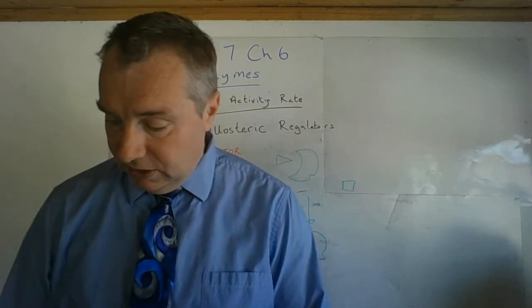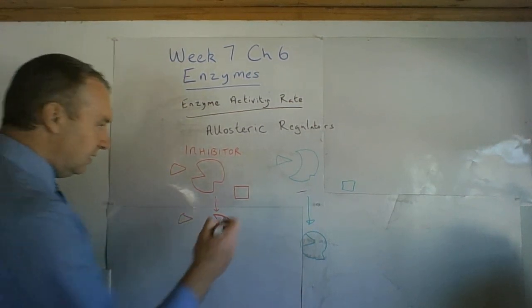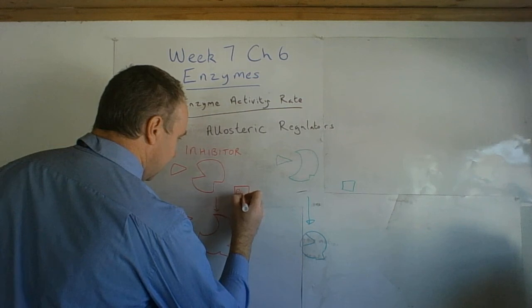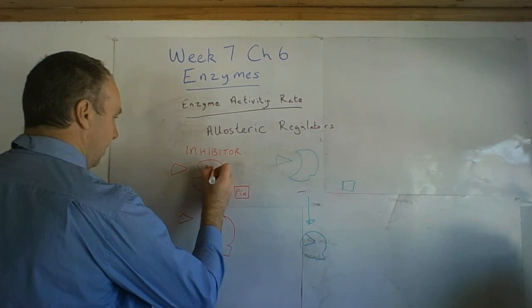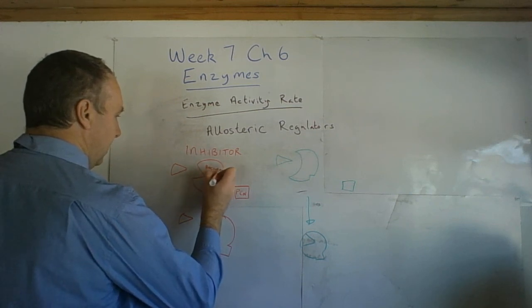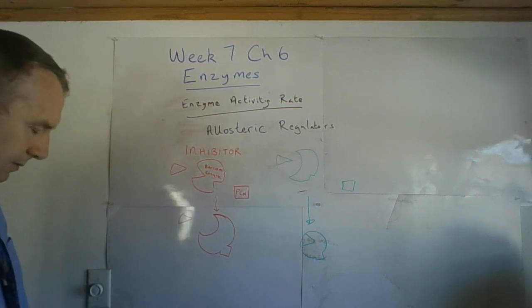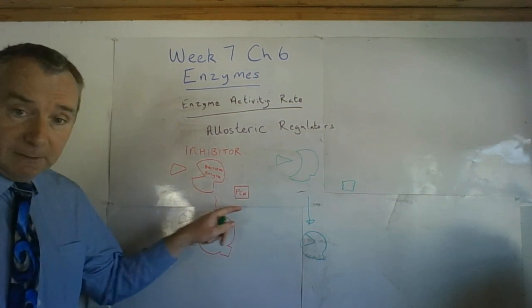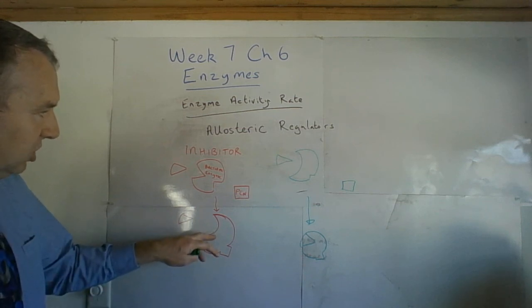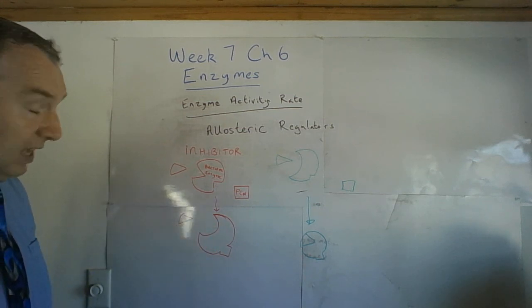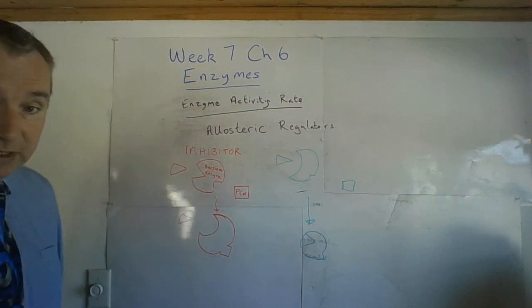Now, just to give you a real life example of this, this might be penicillin, and this could be a bacterial enzyme, an enzyme in a bacteria. What the penicillin, PCN, is doing is, when it binds to the bacteria's enzyme, it changes the shape of the enzyme and is an allosteric inhibitor, because now this enzyme can't do its job.